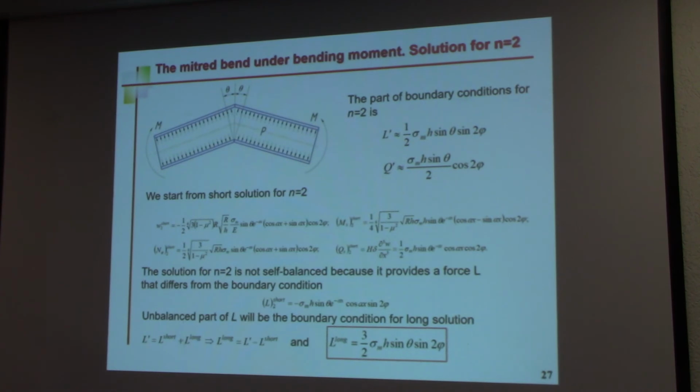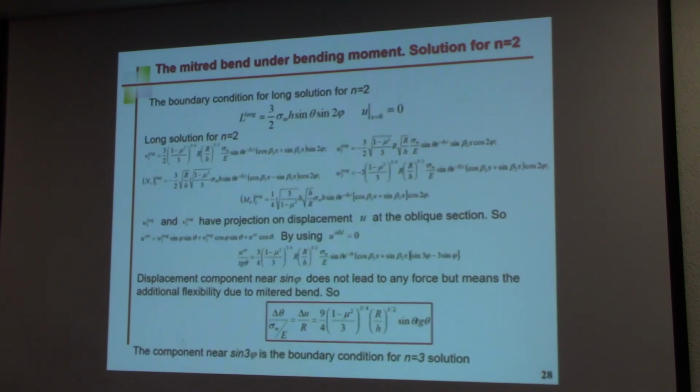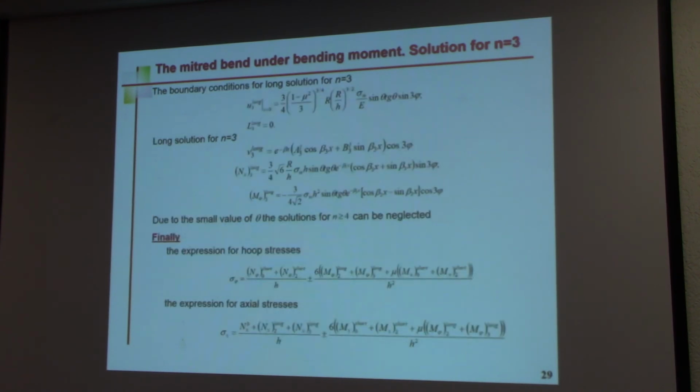The idea is that we start with the short solution, then we come to the long solution. They are connected by these shear forces. Then this long solution can give us an additional short solution for n equals 2. We started from n equals 0, then n equals 2, then we will go to n equals 3, and we will stop at this level.